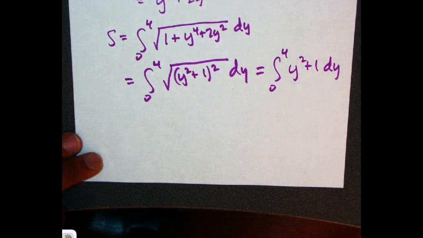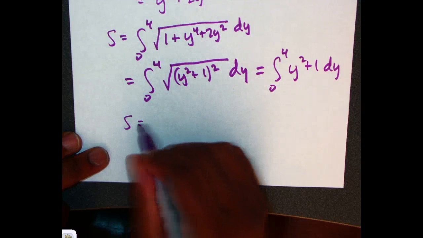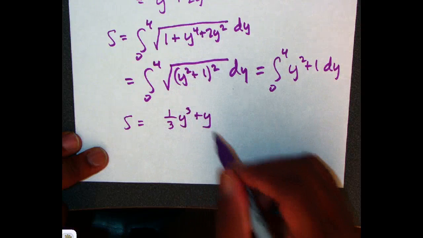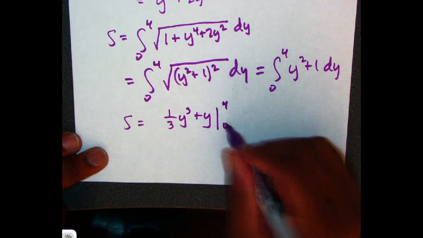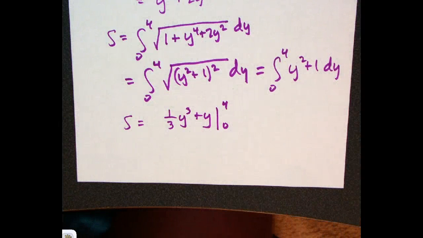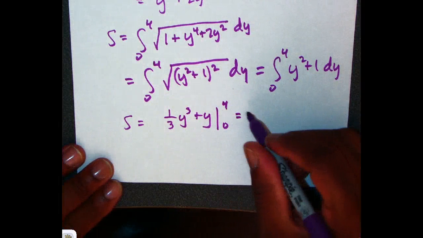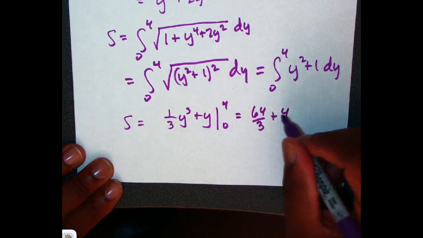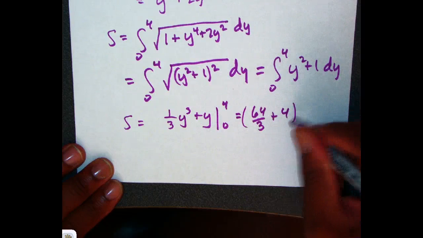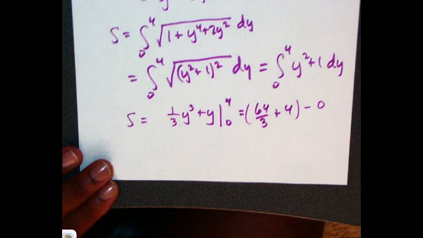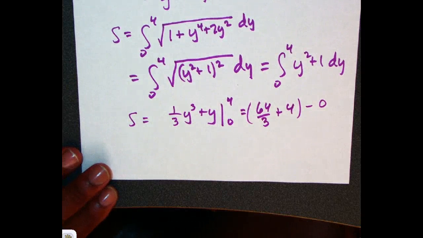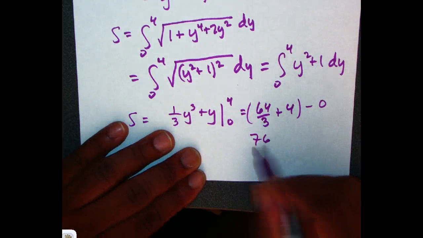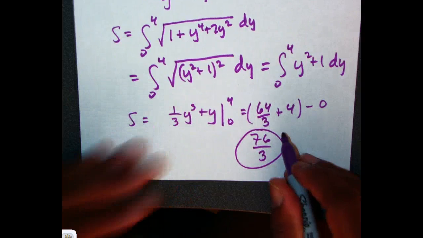Alright, and taking our antiderivative there, we're going to end up with 1/3 y cubed plus y. We're going to evaluate that at 4 and 0. So that gives us 64 over 3 plus 4, and then minus 0. So 64 over 3 plus 12 over 3, I believe, is 76 over 3. And that should be our answer.